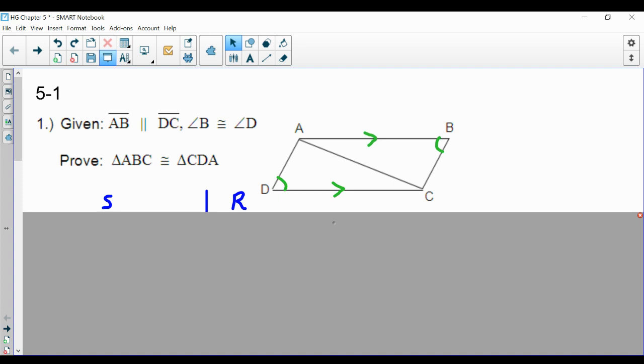Today we're going to look at some parallel lines and some proofs dealing with parallel lines. So first problem here. It says given that AB is parallel to DC and angle B is congruent to angle D, we want to prove that the two triangles are congruent.